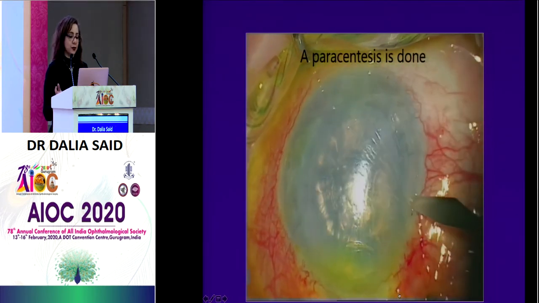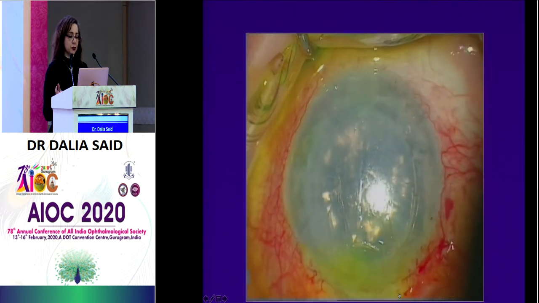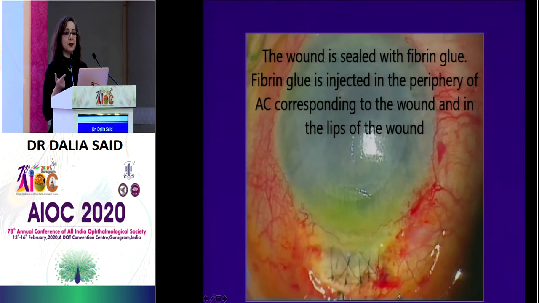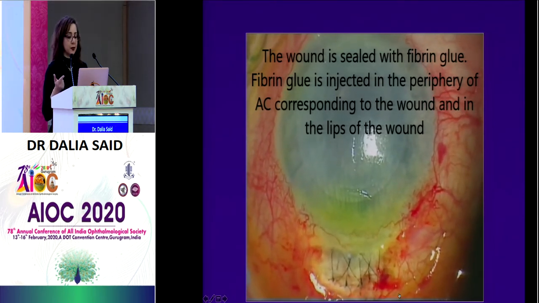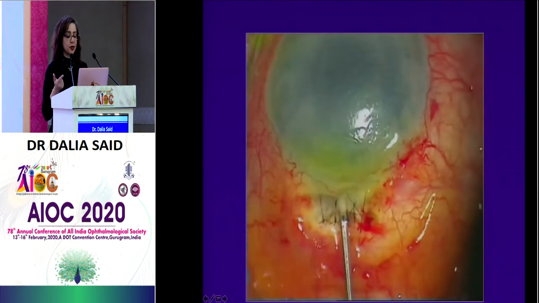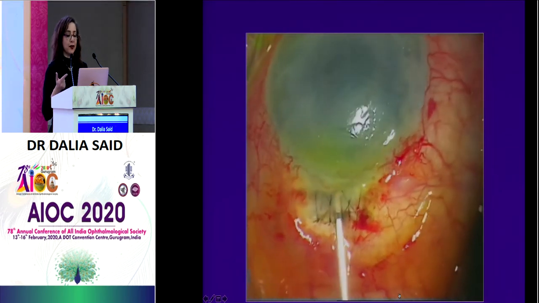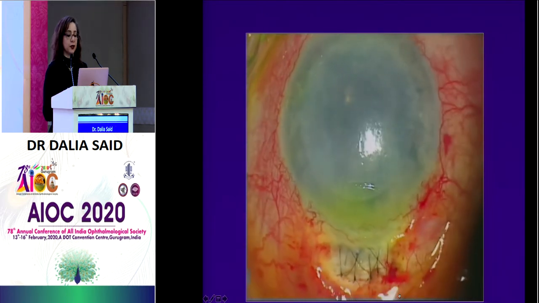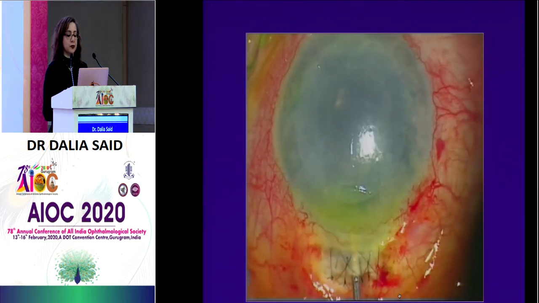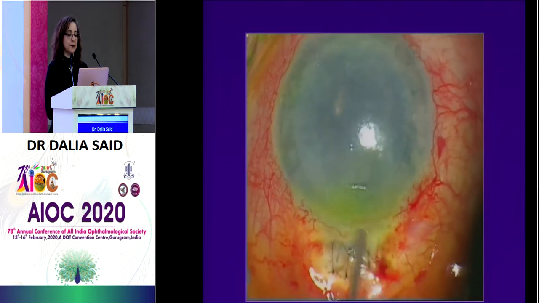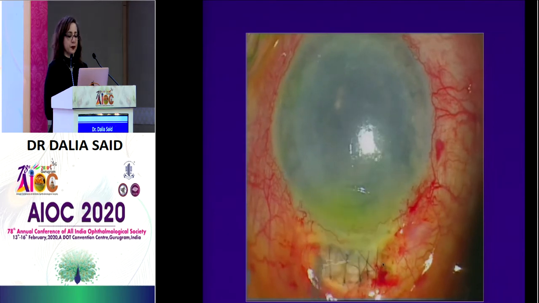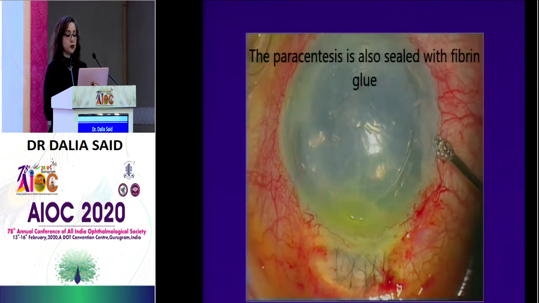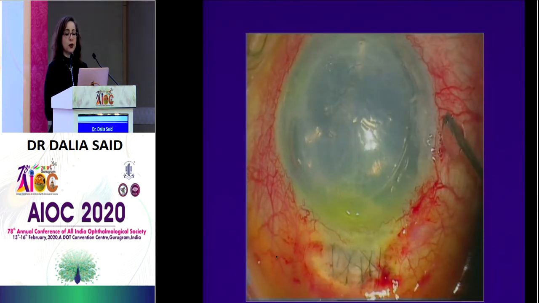So then, after we did a paracentesis, always good to do that, then you put the fibrin glue in the edge of your incision and a little bit in the periphery of the AC. And here you can see the glue is being put from the edge of the incision and into the peripheral part of the AC. And then after that, we inject the air into the AC and you'll see that the air in the AC is completely taken, and you can also use the glue to cover the conjunctiva.